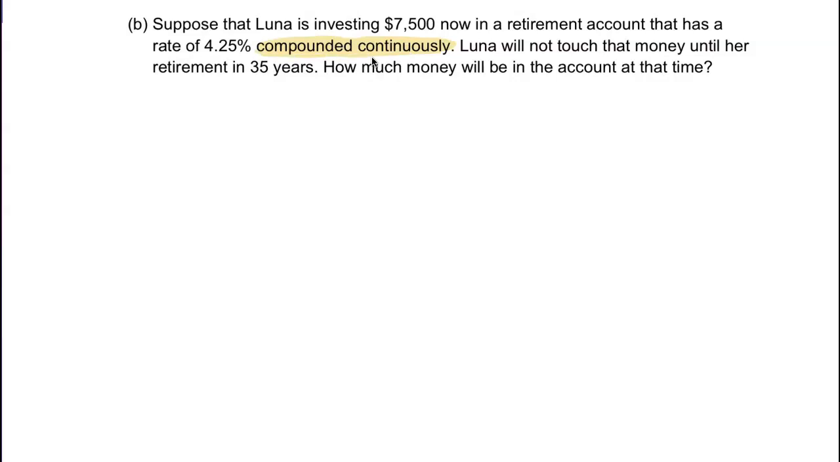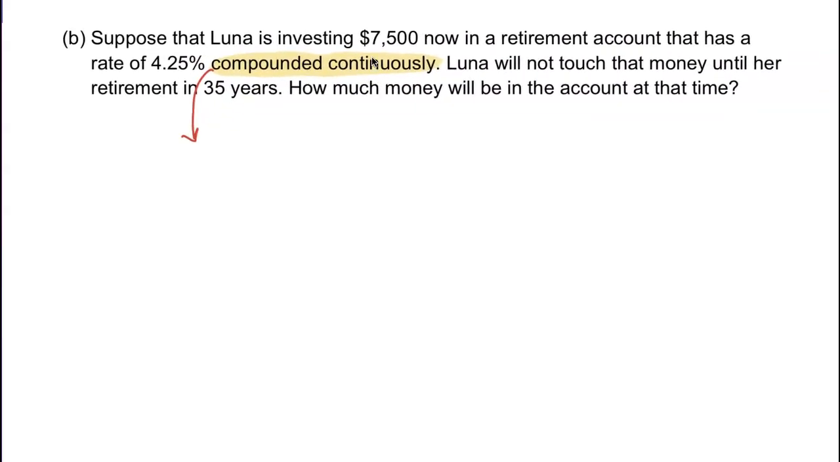So for these cases, anytime you get a problem that's using the key phrase compounded continuously, here comes the formula: A equals P times e to the RT power. So here's the hint. When you see a compounded continuously problem, write that formula down. This formula will be used to solve for exponential growth or decay application problems that are compounding continuously.